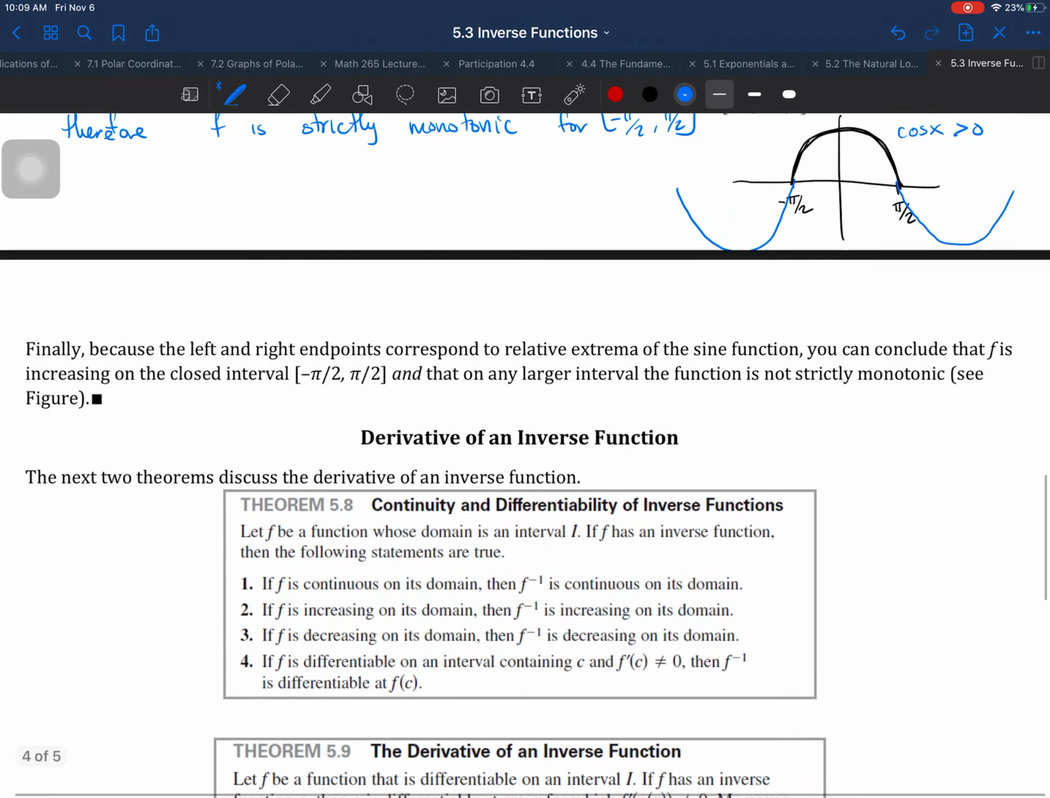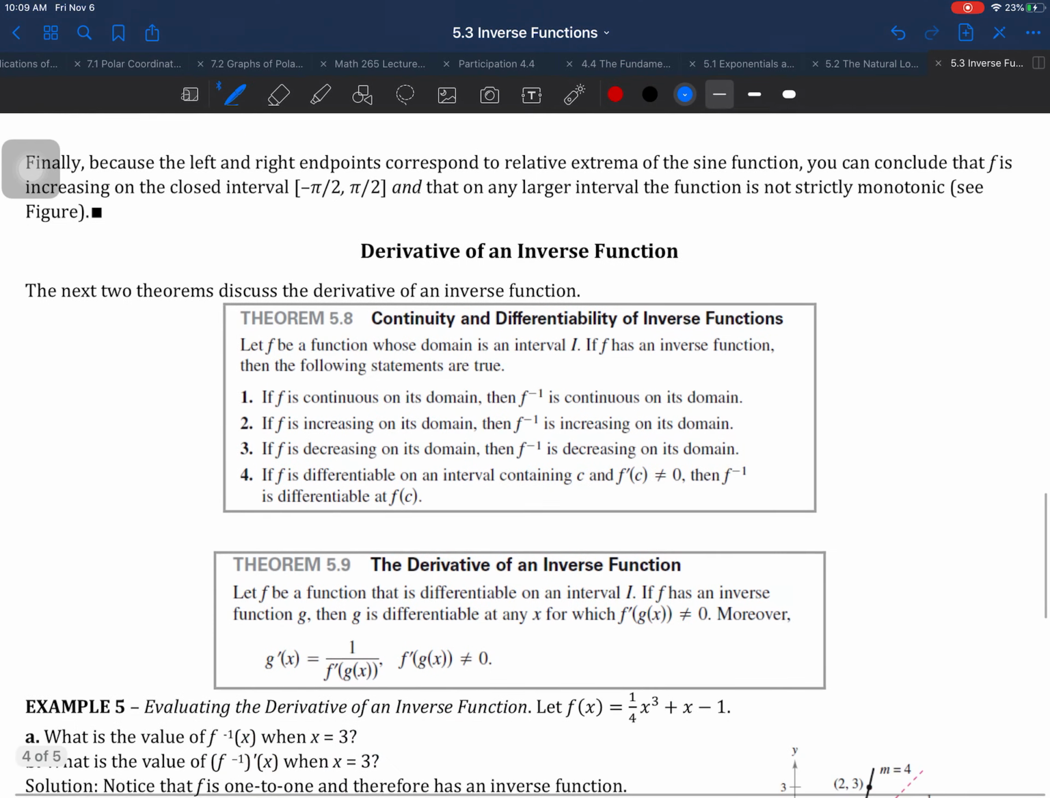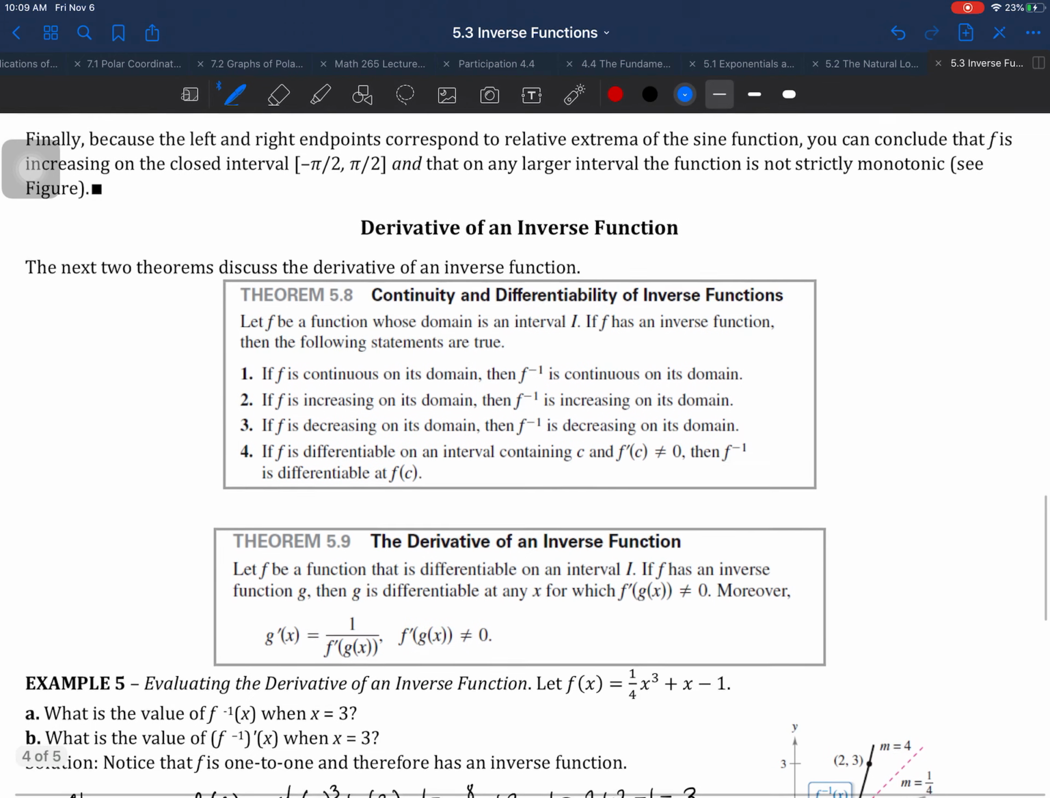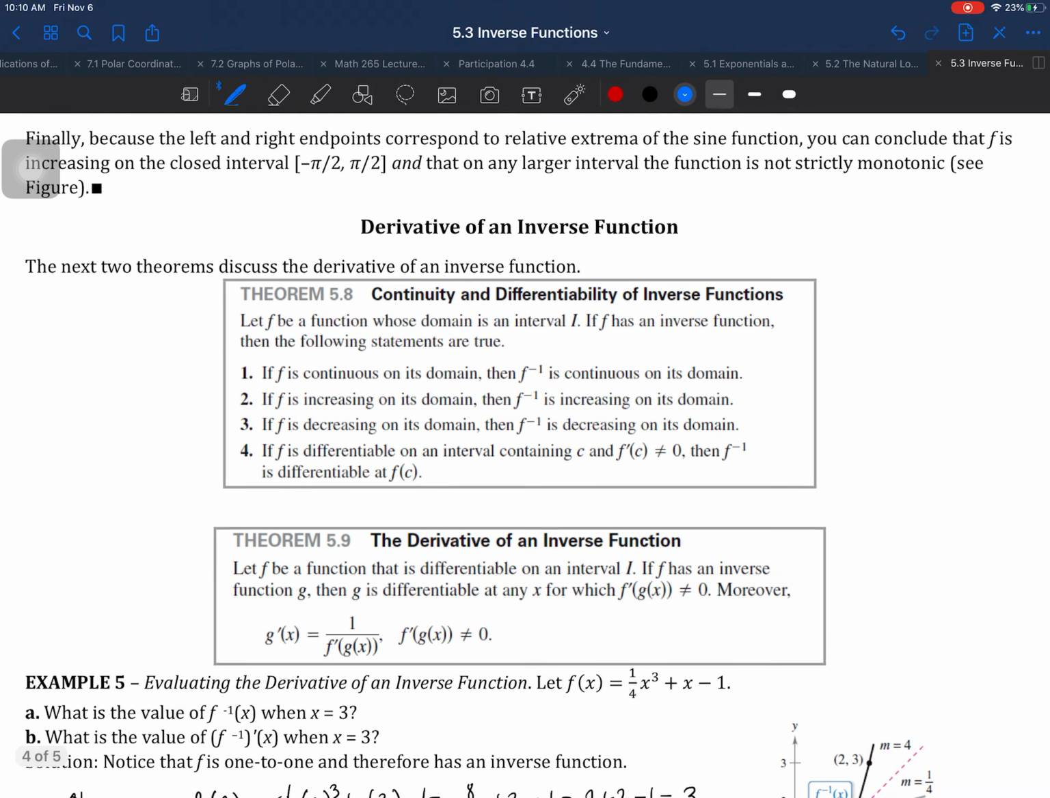Okay. All right, moving on. Now that we have defined our inverse function, we know how to find an inverse function, and we know how to determine whether there is an inverse function. We're going to discuss some special results from the inverse function. So, theorem 5.8, the continuity and differentiability of an inverse function.